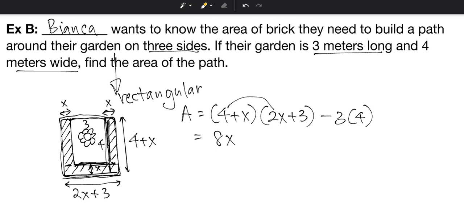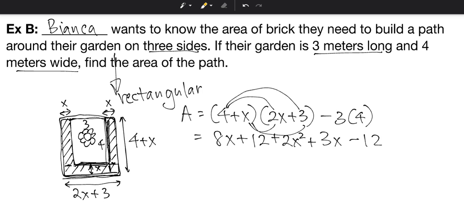8x plus outside 12 plus inside 2x squared plus last, minus 3 times 4, which is 12. Collect my like terms, 2x squared, 8x plus 3x. And then 12 minus 12 is 0. So this is in meters squared.